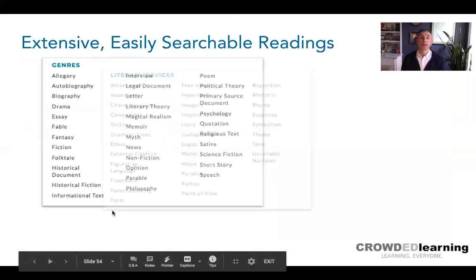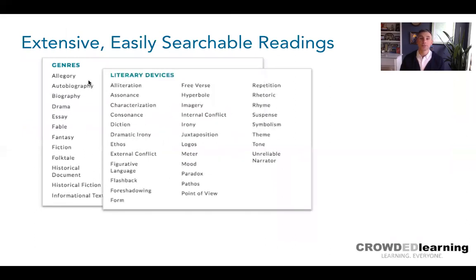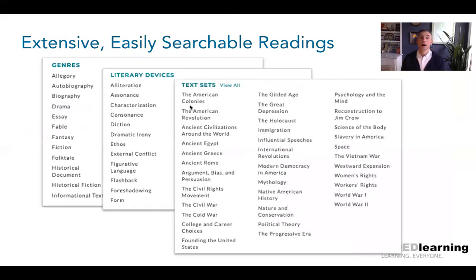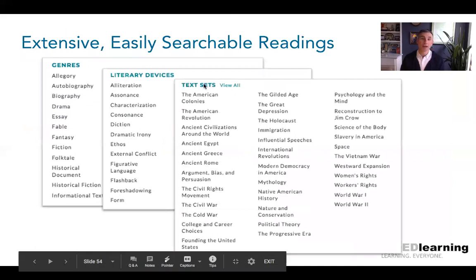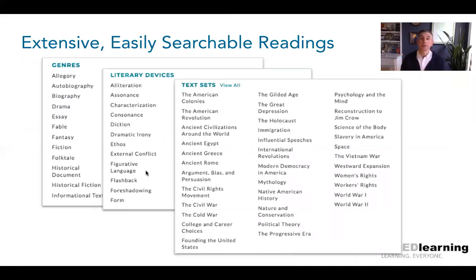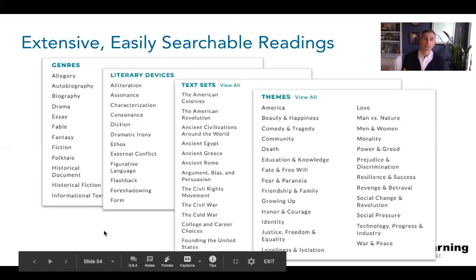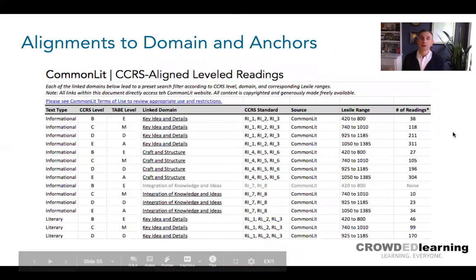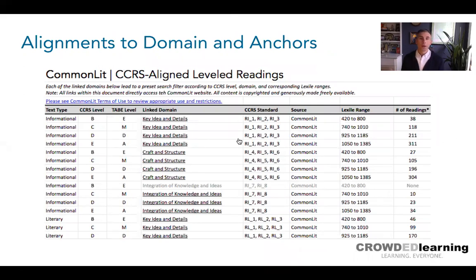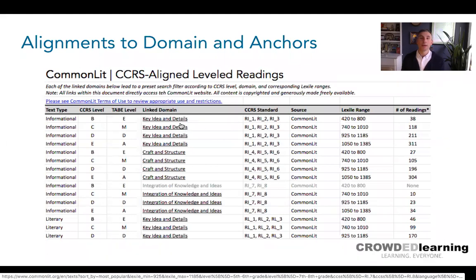Another thing I like about Common Lit is the filters are extensive. So you can filter by genre, you can filter by literary device. You can see all of the different topics for which they have text sets. So if you want to integrate social studies or science in there, a lot of these do focus on content areas. And then finally, the themes is a filter. And again, you read these like power and greed and morality and love. These are not just kiddish themes. They're ones that are appropriate. Common Lit, ReadWorks, they are used heavily in K-12. But I think Common Lit has a bit more in terms of appropriateness and relevance to adult learners.